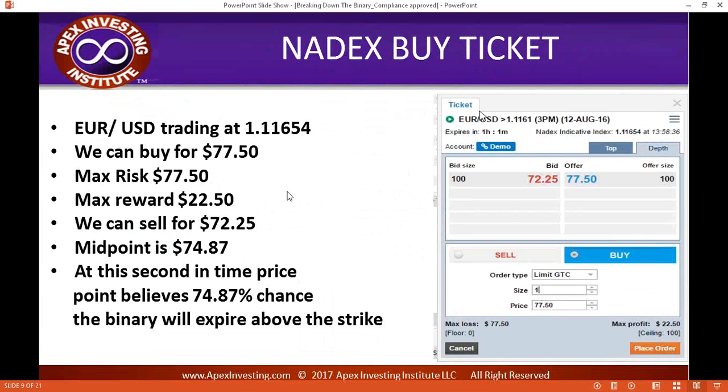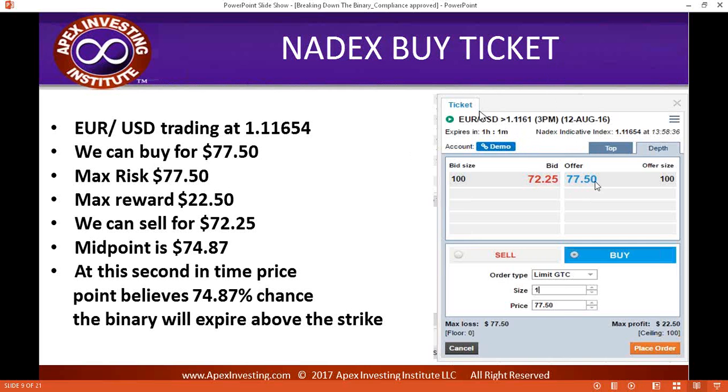when you look at a Nadex ticket here, in this example the euro dollar is trading at 1.1165. Well, the strike price is 1.1161. So you're saying that the euro dollar will expire above 1.1161. Well, it's already at 1.1165, so it's already above. It's already in the money. So as long as it stays in the money by 3 p.m., this would be a profitable trade, and the binary would be worth what? 0 or 100? It would be worth 100.